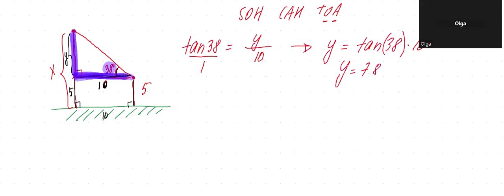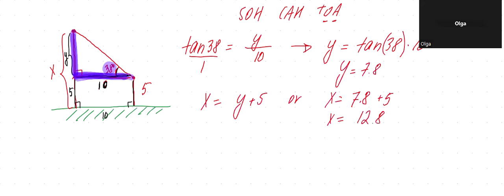Now, since we need the entire height of the building, x will be y plus 5, or x equals 7.8 plus 5, which equals 12.8. And again, feet, meters, whatever unit you have.